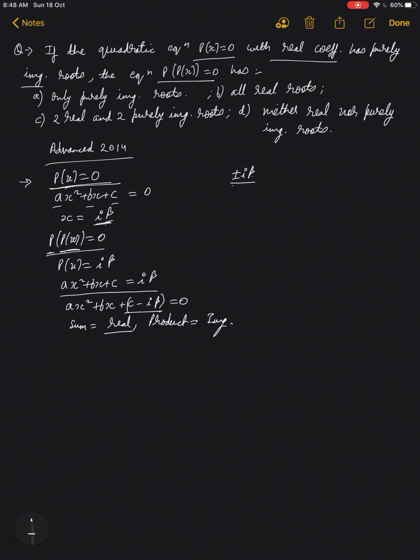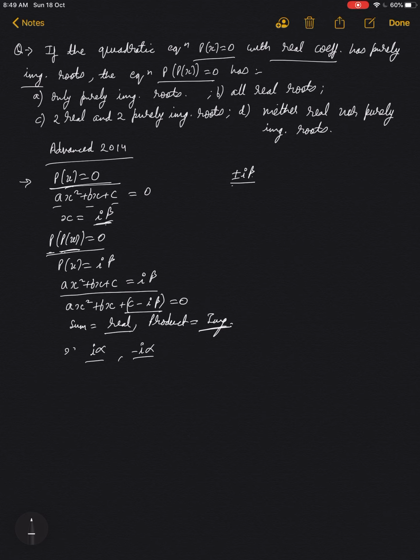If roots are real, that means on adding them, the imaginary part will get cancelled. That is, if one imaginary part is iota alpha, another will become minus iota alpha. We are talking only about the imaginary part. But product is also imaginary. Product is also imaginary means they cannot be purely imaginary, because in purely imaginary, iota square will become minus 1 and it will become purely real. For it to be imaginary, it should be a complex number which has some real part also.